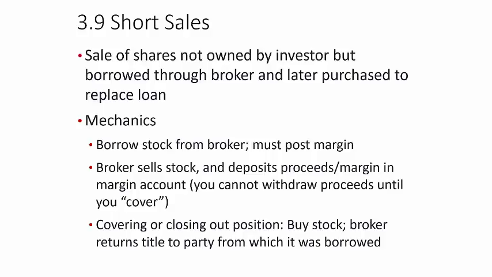What's the process? Borrow stock from the broker, so you must post a margin. The broker sells the stock and deposits the proceeds in your margin account. You cannot withdraw it. You have to cover that for you to withdraw it. Covering or closing out a position, this is how you do it. You buy stock, and the broker returns title to the party from which it was borrowed. So for you to close out that position, you have to follow through and purchase those stocks to replace that loan. Okay?